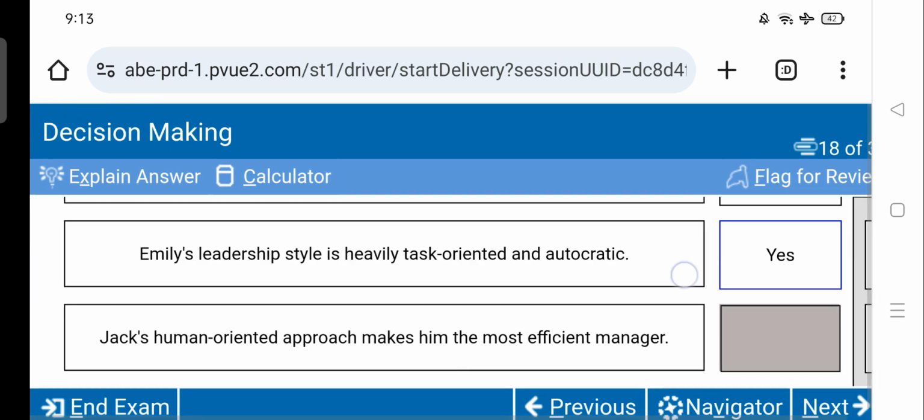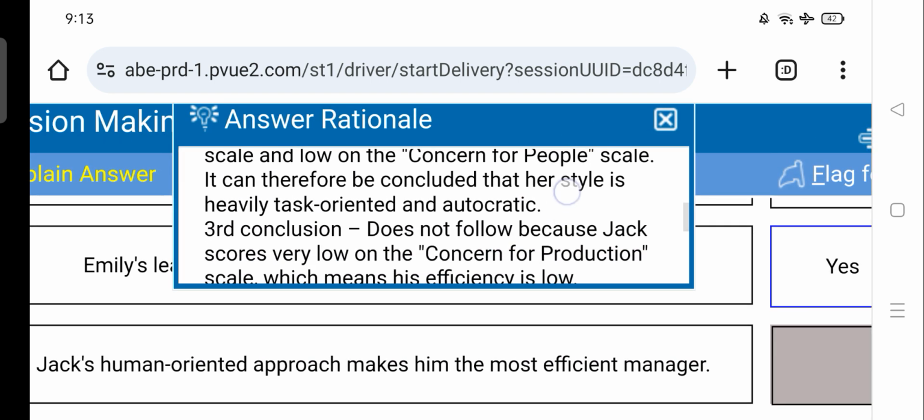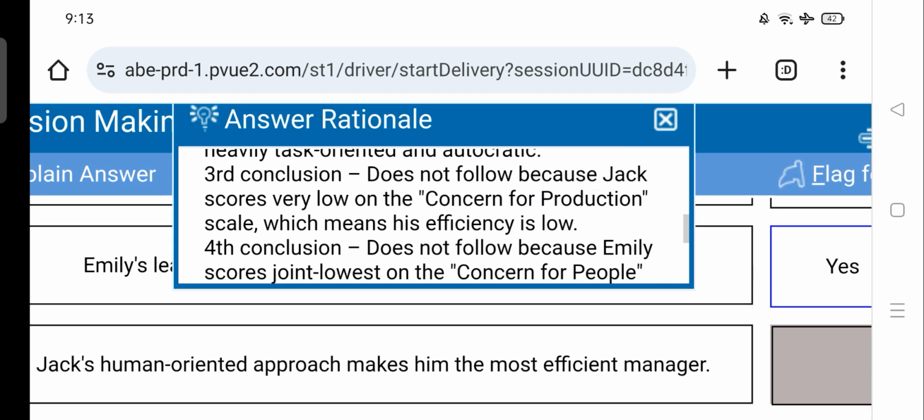The third conclusion says Jack's human oriented approach makes him the most efficient manager.